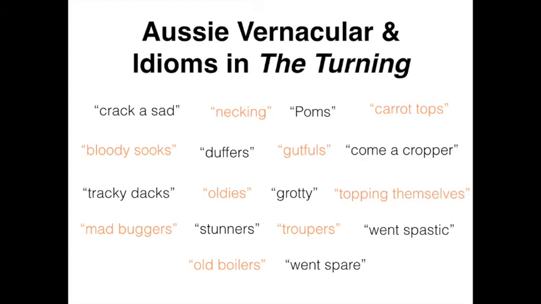They crack a sad, think of nicking themselves, are carrot tops, poms, went spare, have oldies, are stunners and troopers, clean grotty showers, have gutfuls, are mad buggers, and old boilers wearing tracky dacks, consider topping themselves, went spastic, are bloody sooks and duffers and come a cropper. Like his use of imagery, Winton's colloquial vernacular results in Australian readers having increased empathy for the characters. This empathy derives from the fact that the characters speak the same colloquial language as the readers, and there is, therefore, an understanding between them.